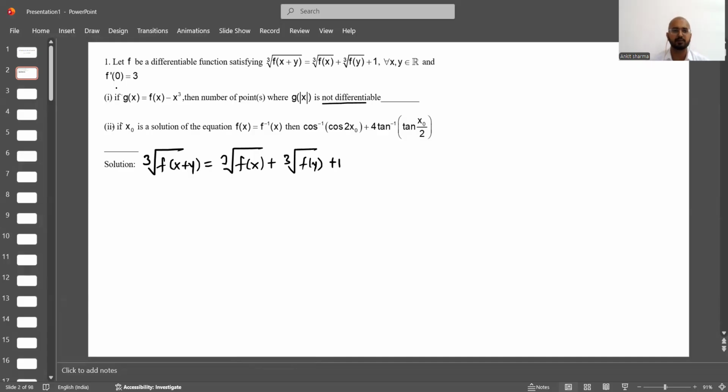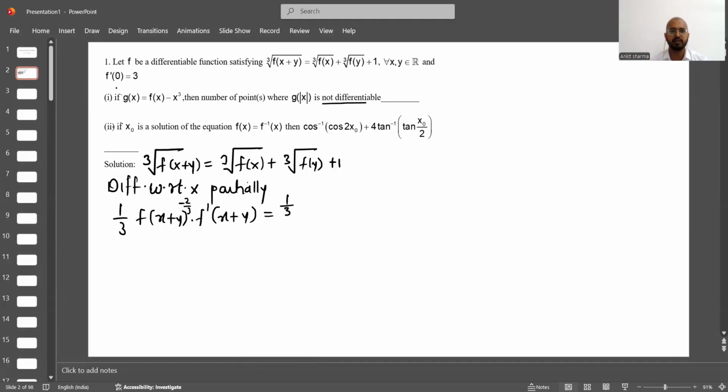For this, we need to find out f of x. So we will do one thing: we will differentiate with respect to x partially. What will happen? This will be 1 upon 3, then f of x plus y to the power minus 2 over 3 as it is, and then the derivative gives f dash of x plus y. This is equal to 1 over 3 into f of x to the power minus 2 over 3 into f dash of x.